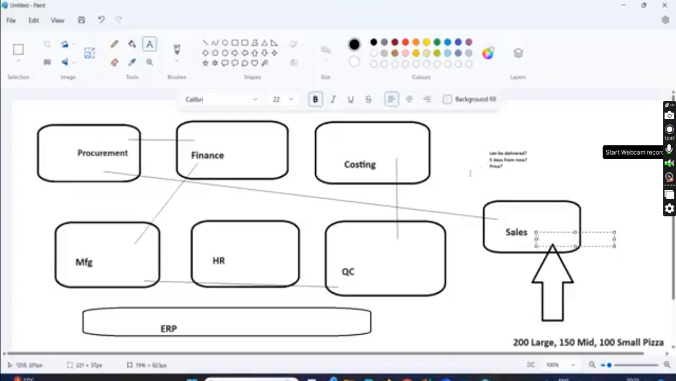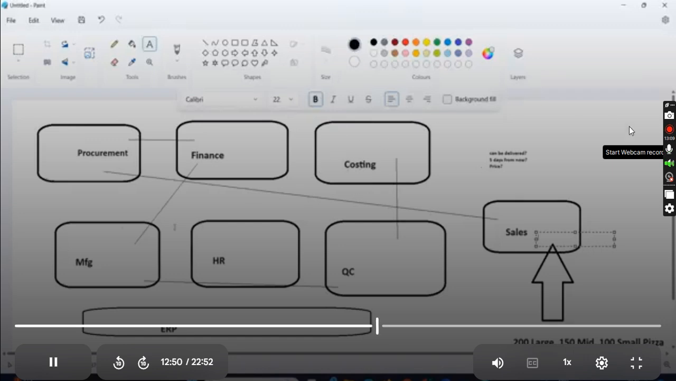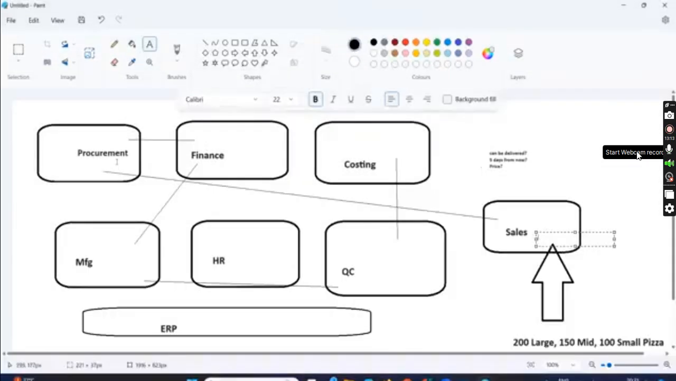In the input, I need this many large, medium, small pizzas by this date. What will be the price? With a click of an enter, the output will be given, and the sales representative can right away inform, okay, this is possible in this number of days. So this is the ERP solution where the systems are integrated, because they talk to each other whenever anything happens.